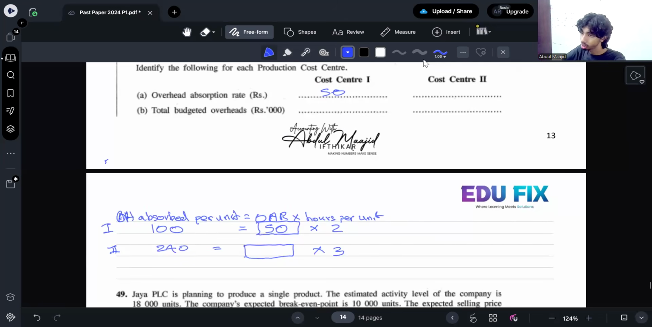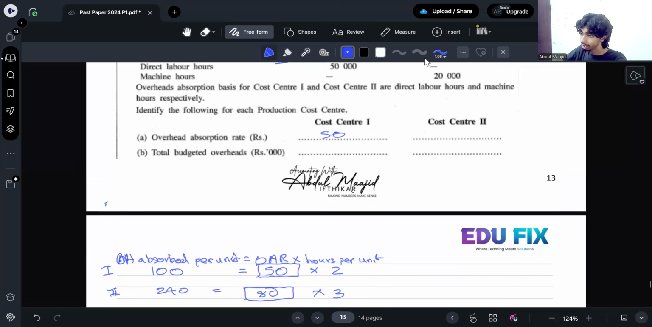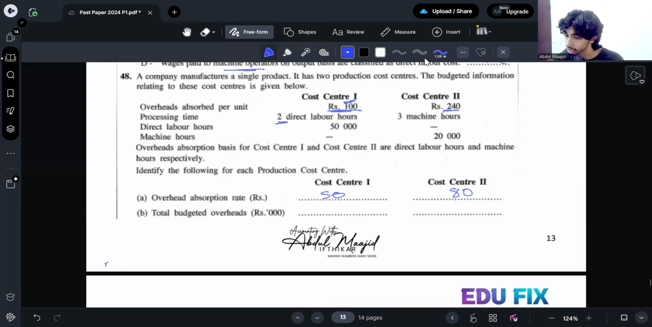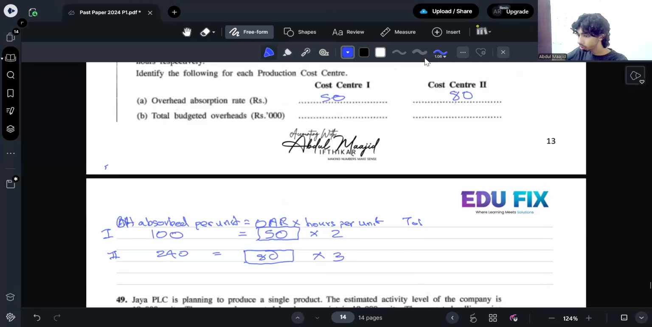That is 80, right? OAR will be 80. Okay. B. Total budgeted overhead. Now they are trying to find a total overhead. How can you find a total overhead? Total overhead will be equal to OAR into total number of hours.